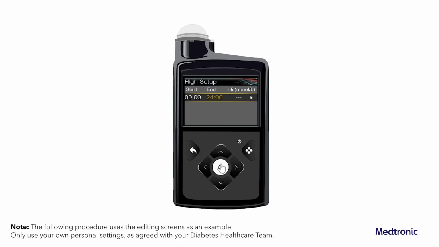Up to 8 time segments can be set, each with a different high limit. All the time segments must add up to a 24-hour period. Set the end time. Set the high limit from 5.6 millimole per litre to 22.2 millimole per litre in increments of 0.2 millimole per litre.